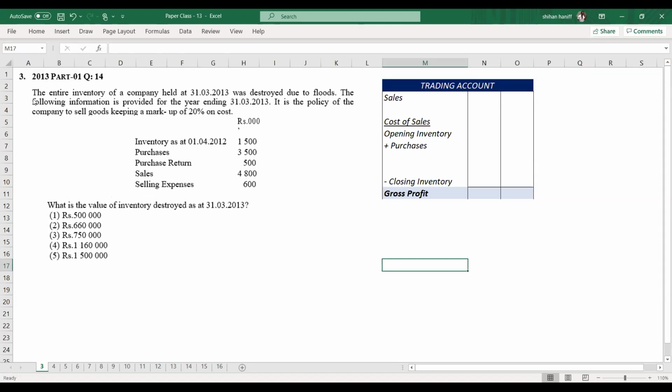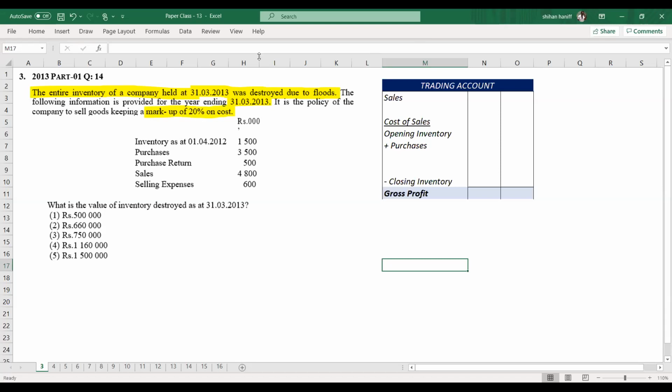Question number 3. The entire inventory of a company held at 31st March 2013 was destroyed due to the flood. The following information is provided for the year ending 31st March 2013. It is the policy of the company to sell goods keeping a markup of 20% on cost.